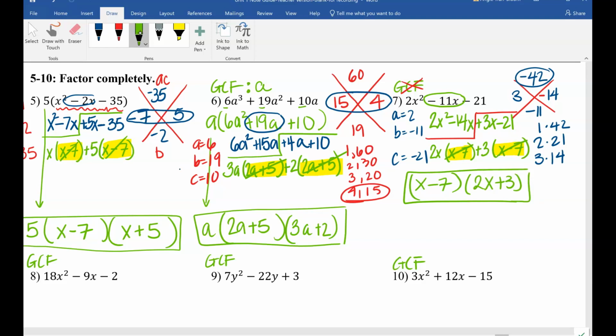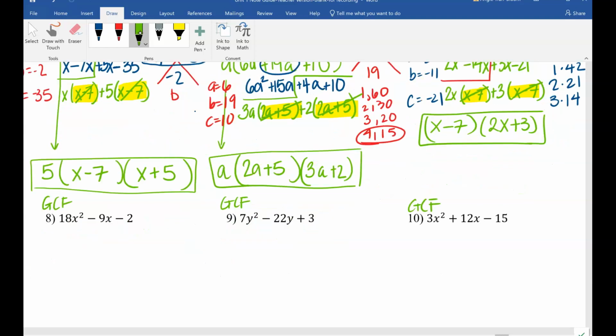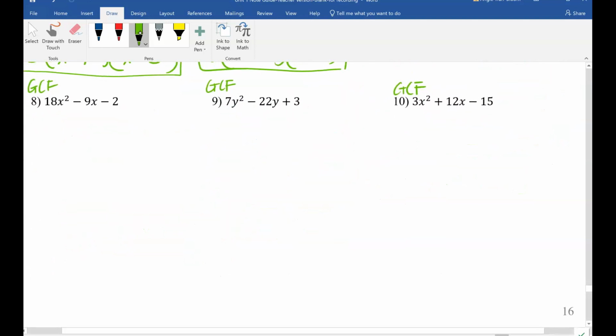Now, mind you, you can always rewind, press pause, multiple times for you to finish copying down your notes. Now again, and I mentioned this earlier, if you have a really good way of factoring since Algebra 1, don't change it. Do it your way. Okay? Let's do number 8.